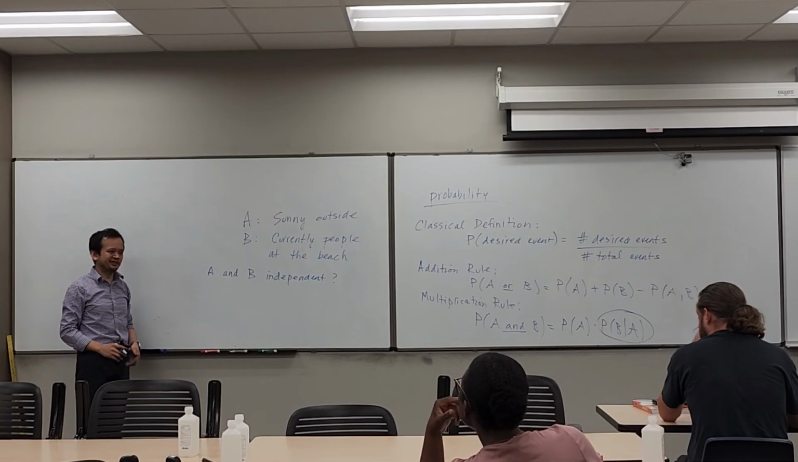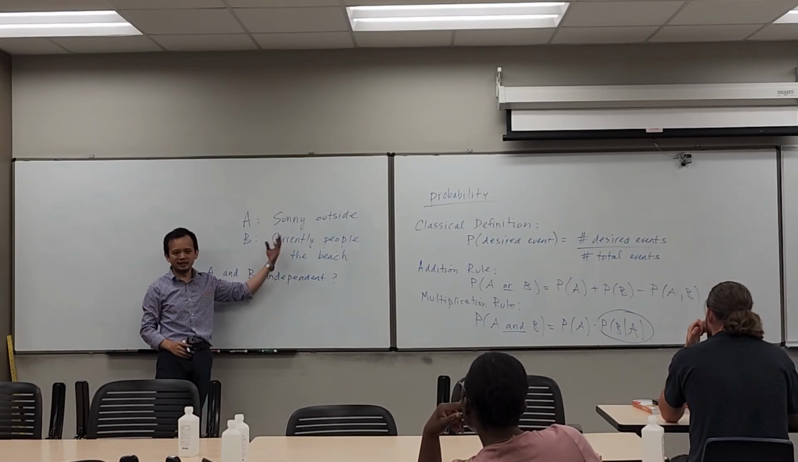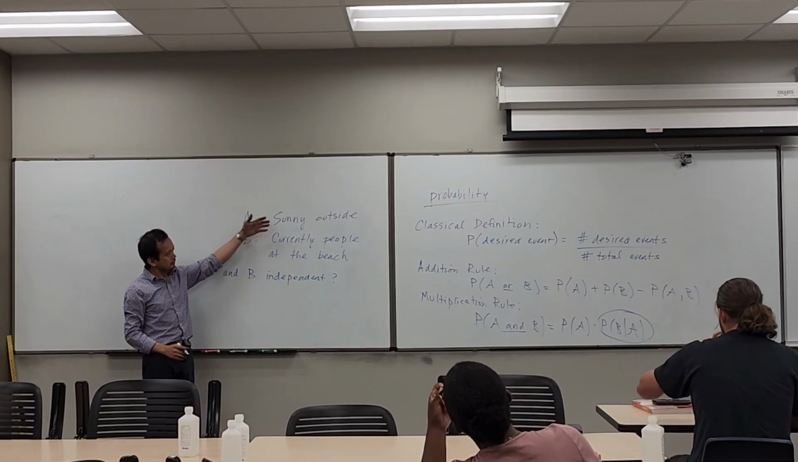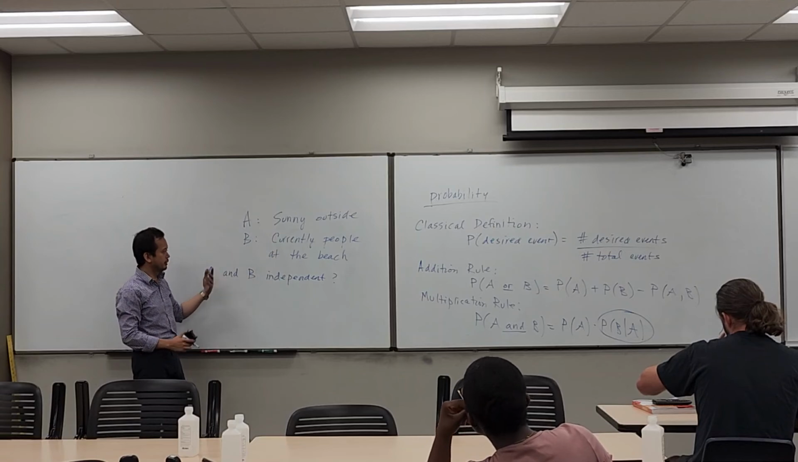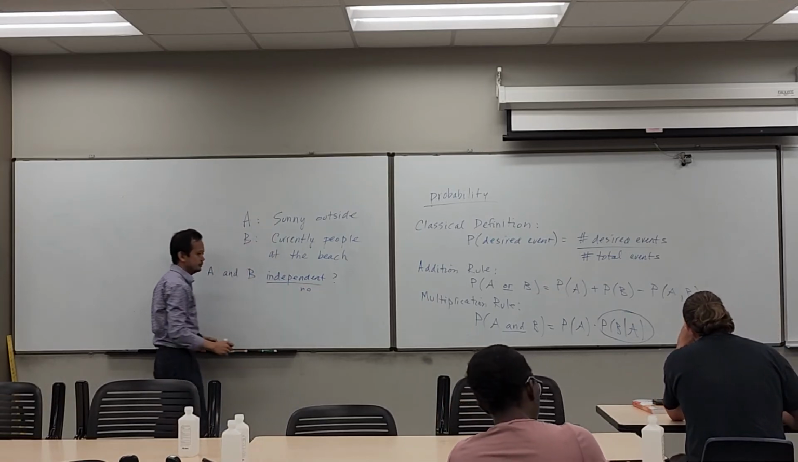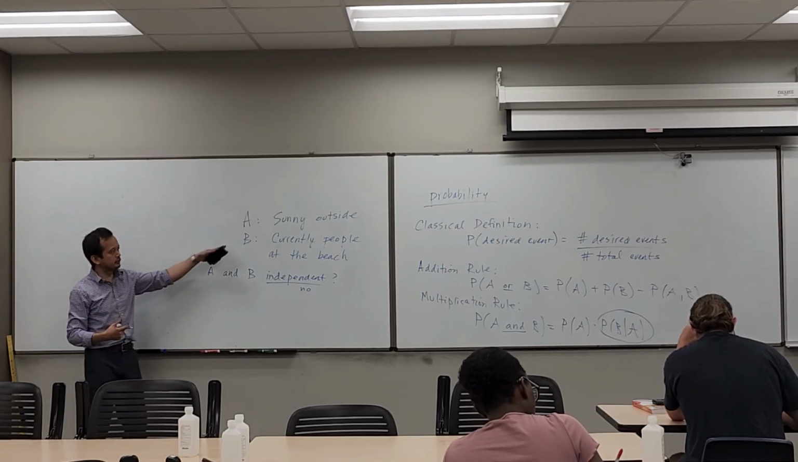Yeah, so if it's sunny outside, the probability of people at the beach will be higher, versus if it's not sunny, the probability of people at the beach will be lower. So one affects the probability of the other, so therefore these events are not independent. This would be no. So that's one way that you can answer that question of whether these two are independent.